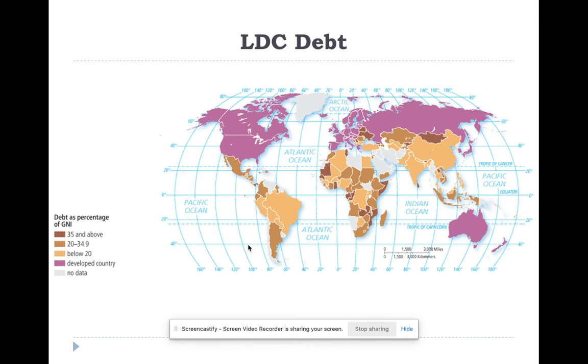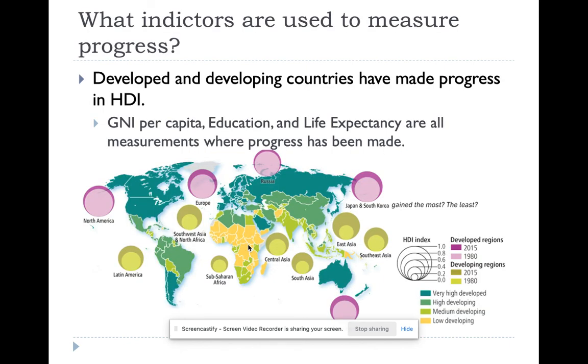And we look at LDC debt, and we look at where that is. You can see that it is spread out throughout developing places, that most developing places have some debt. All right. Other ways we can measure, are we making progress? We can look at GNI per capita. We can look at education, life expectancy, all of those things, and we can see that progress has been made. That this is coming around.